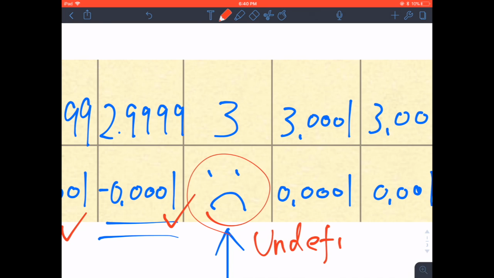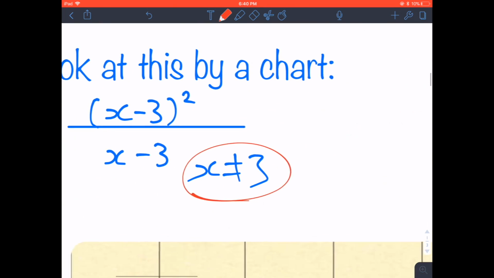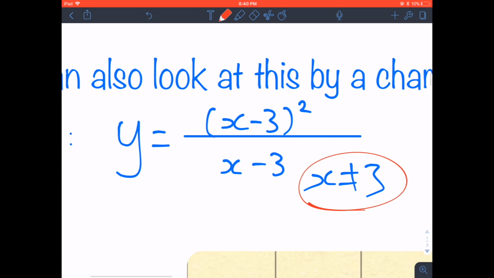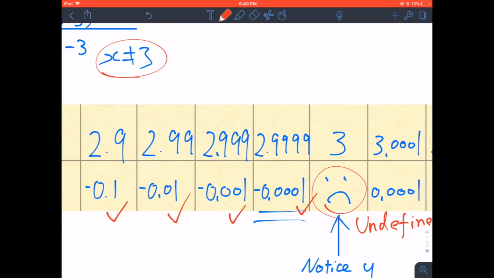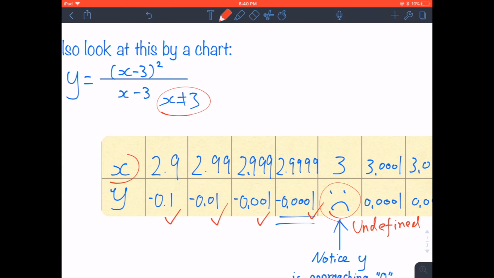The y value does not exist at that point because its denominator is 0. 3 minus 3 equals 0, which is not okay. So as x gets to 3, y becomes undefined. That's basically what this chart tells us.